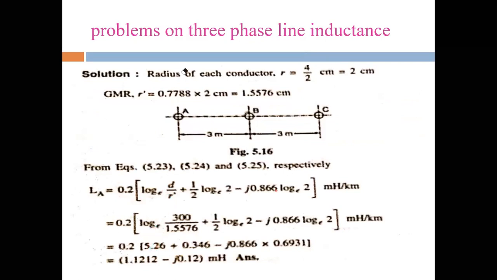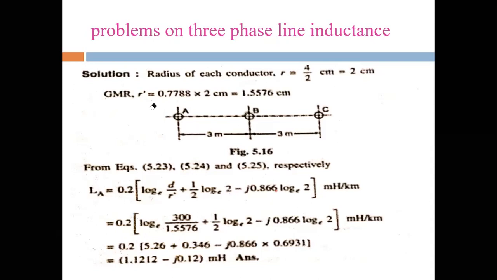Okay, next we calculate the GMR, that is R dash, which is equal to 0.7788 into 2 centimeters, that is R. Okay, the formula for the GMR is equal to 0.7788 into R. Then substitute this R value, that is 2 centimeters. Then we obtain the GMR, that is the geometrical mean radius.